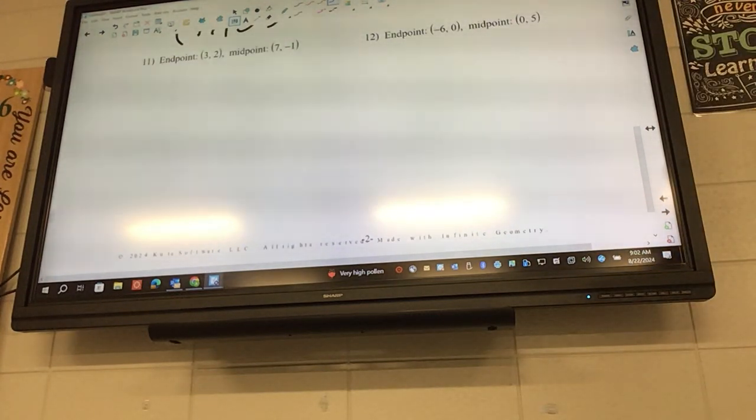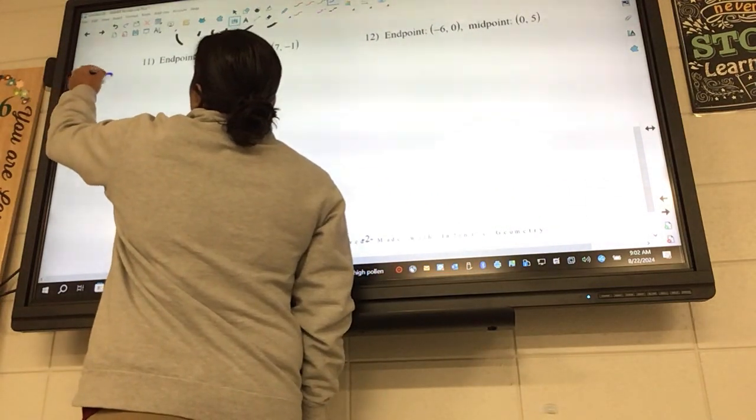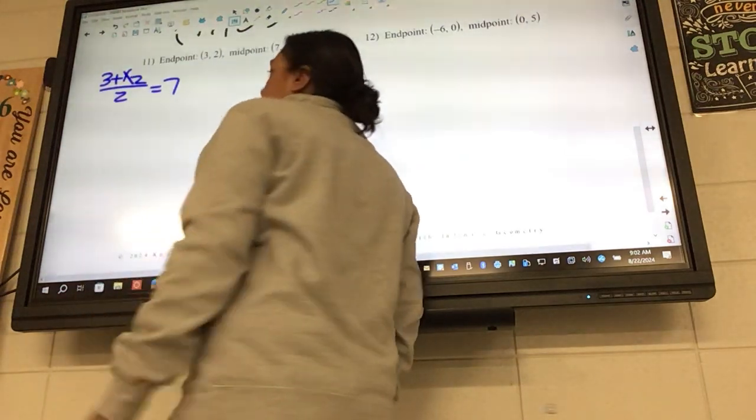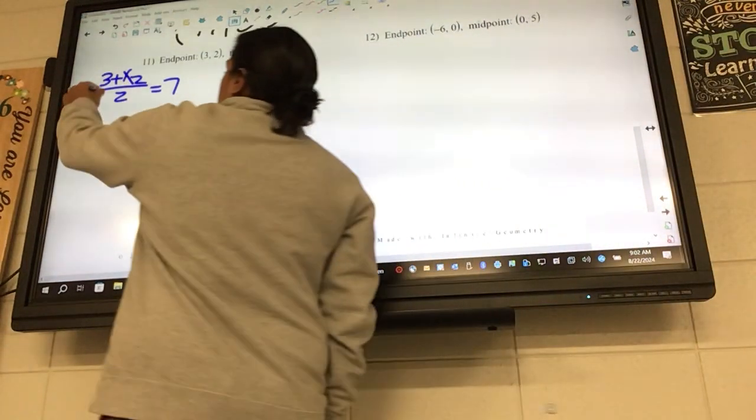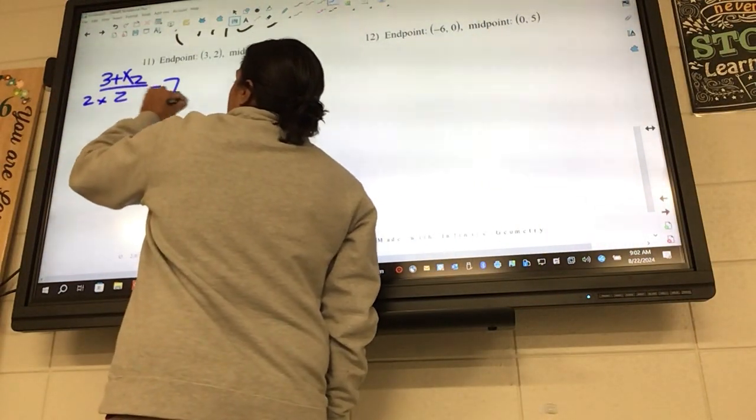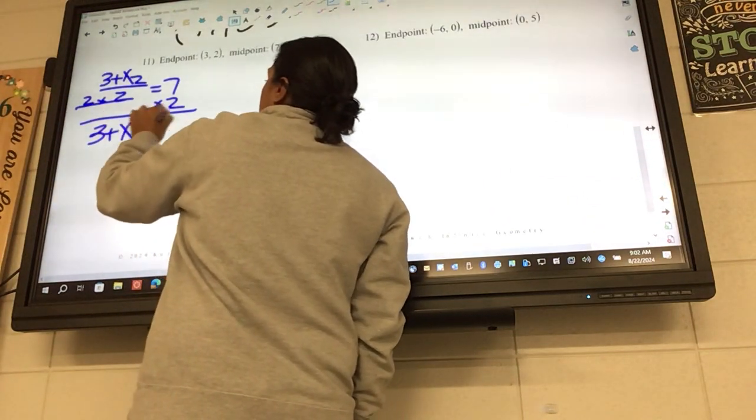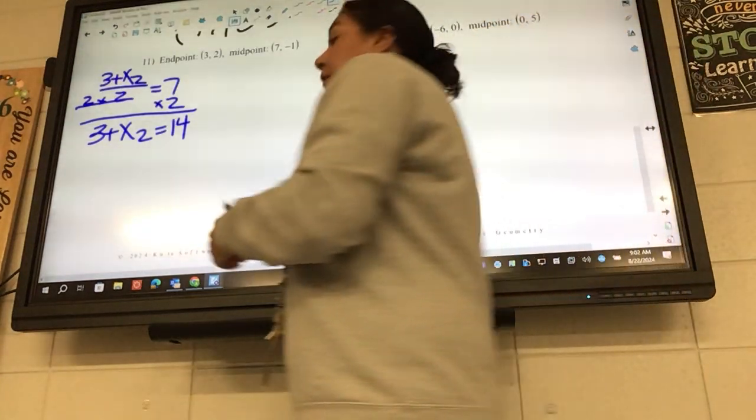Okay, last one. (3 + x2) / 2 = 7. Times 2 on both sides. So I'm going to get 3 + x2 = 14. Minus 3, and we're going to minus 3 from both sides.